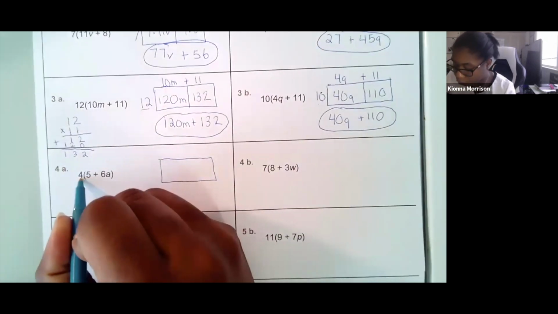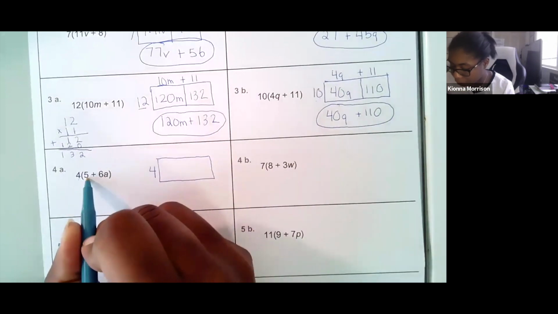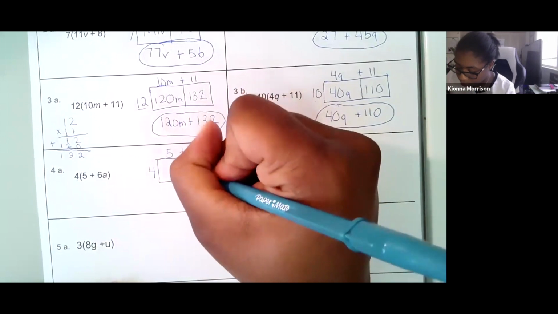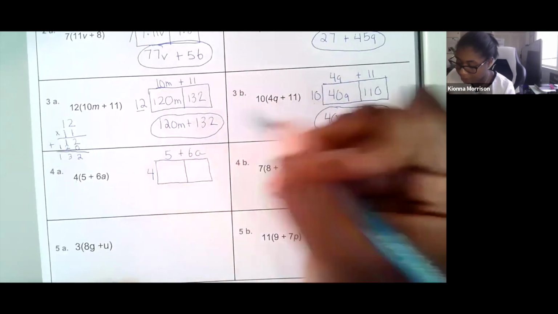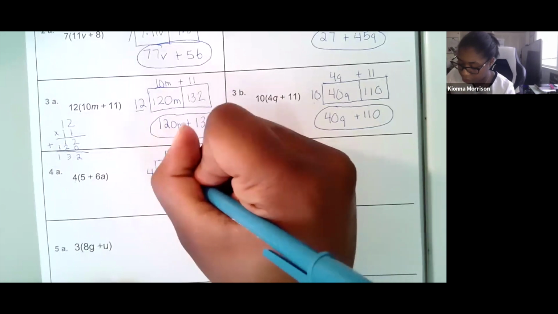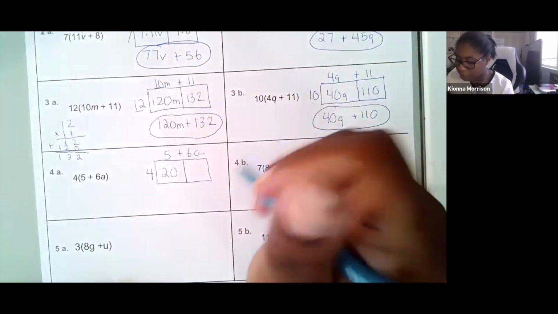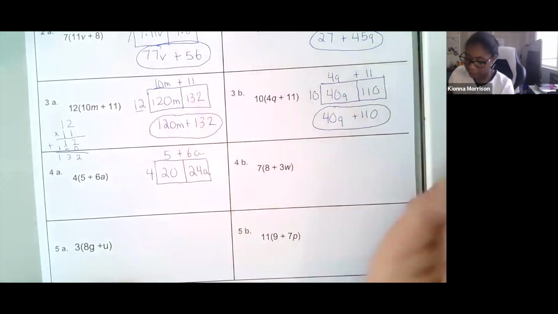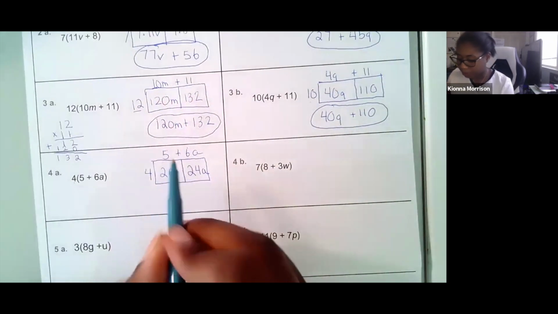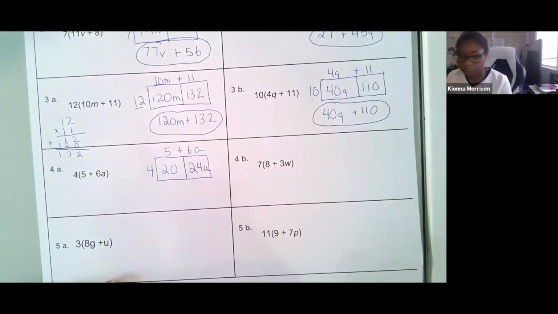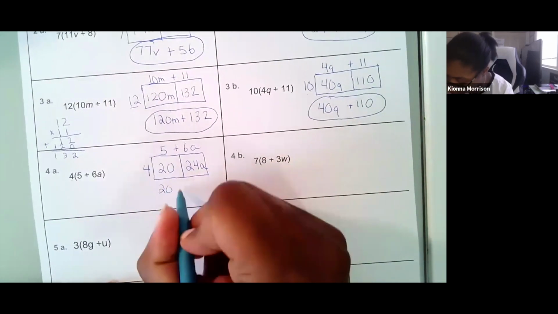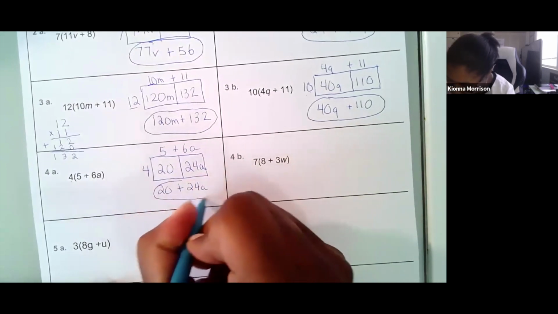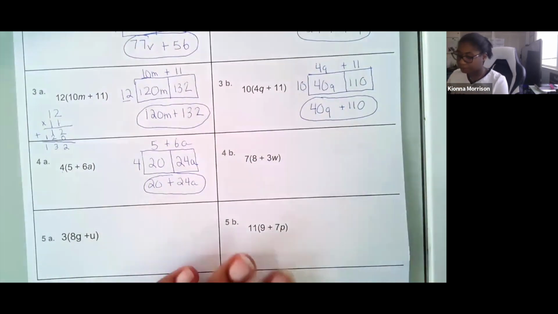So now I have 4 times 5 plus 6a. I have 4 times 5, 5, 10, 15, 20, plus 4 times 6, 6a. So don't forget your variable. Then, when I rewrite my expression, I need to have my operation in there. So don't forget to rewrite it with your addition symbol. Awesome.